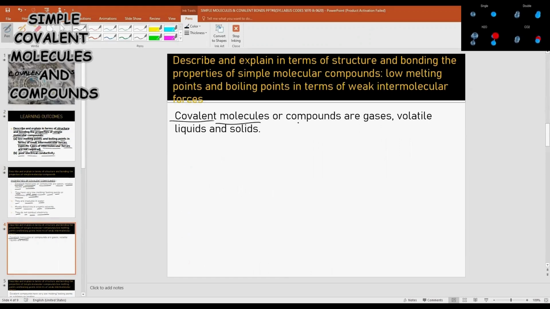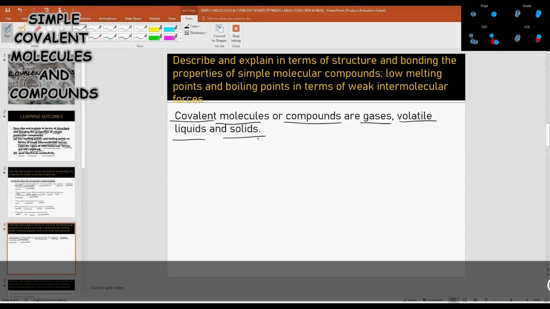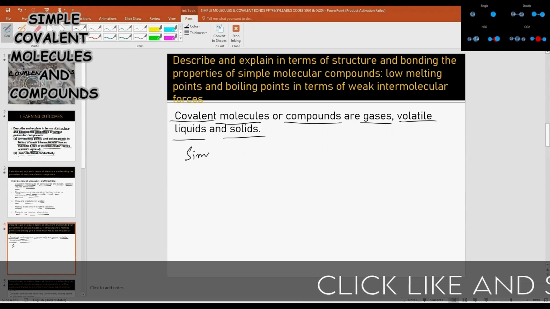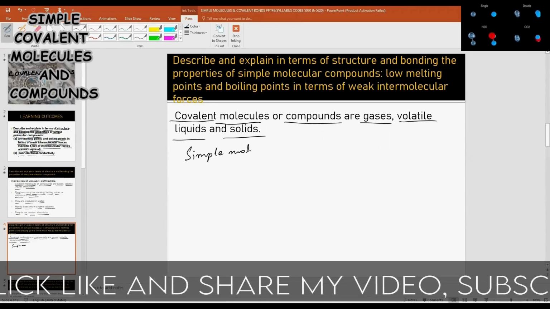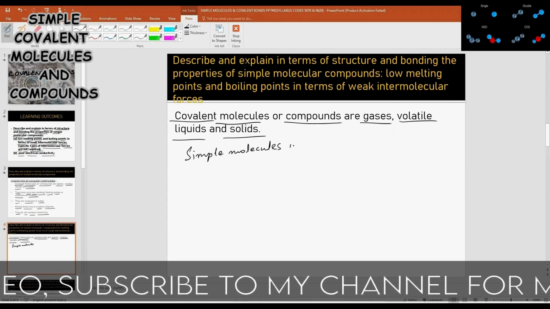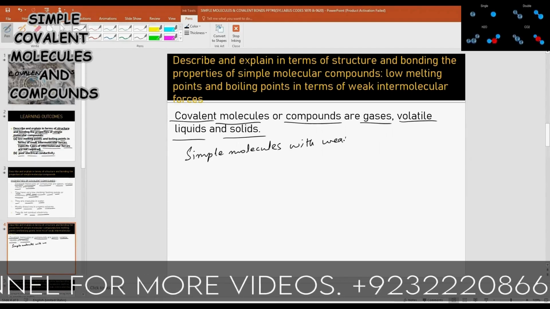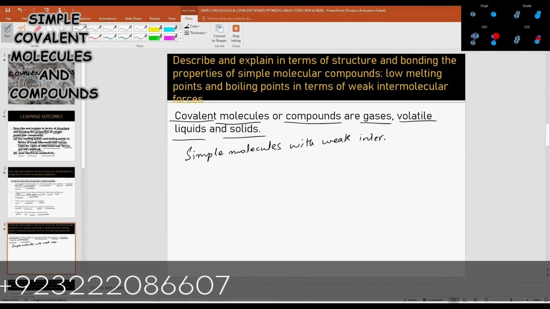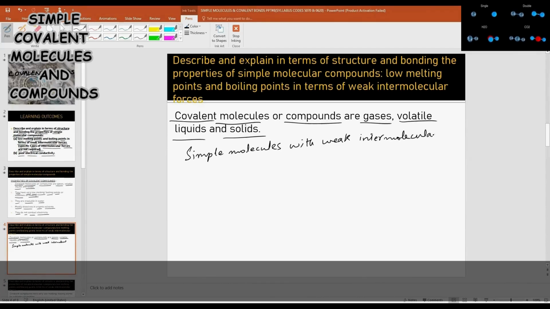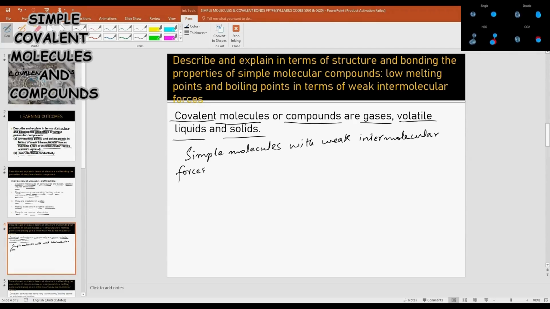Covalent molecules or compounds are gases, volatile liquids, and solids. Now, what is the reason behind this? We have simple molecules with weak intermolecular forces between the molecules.